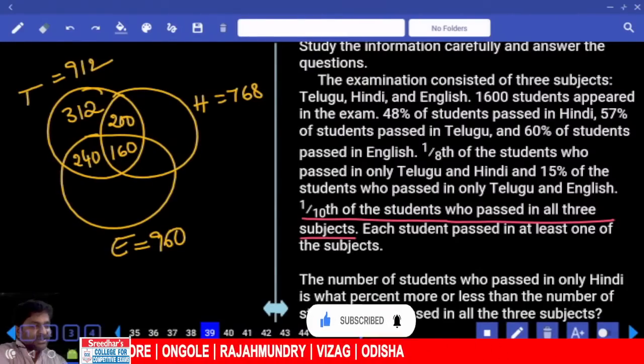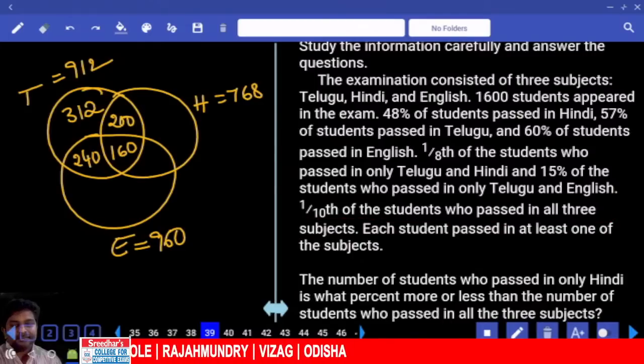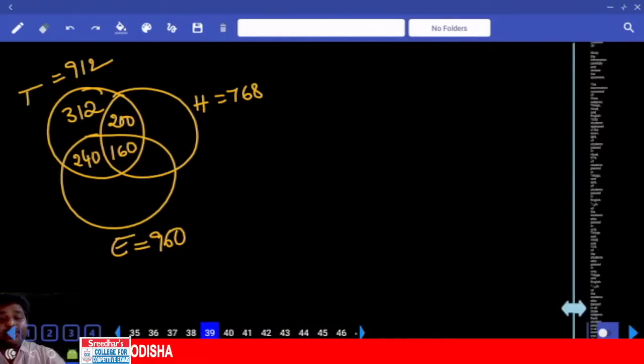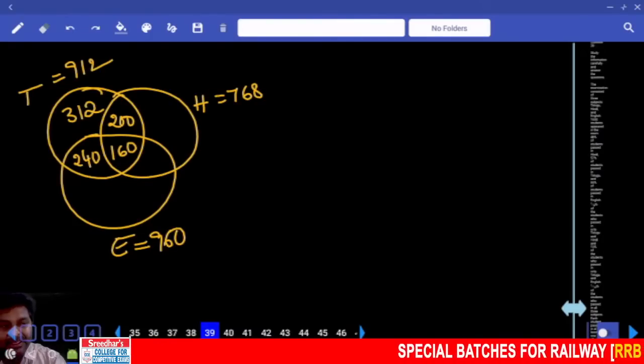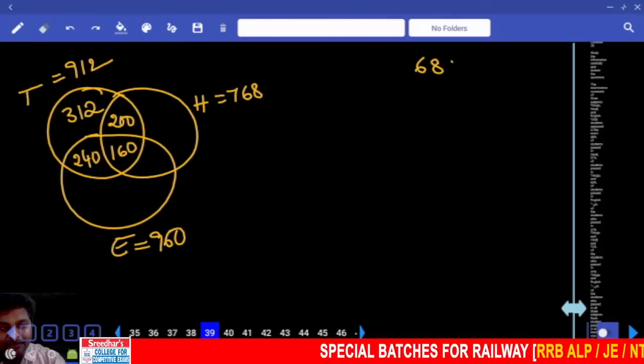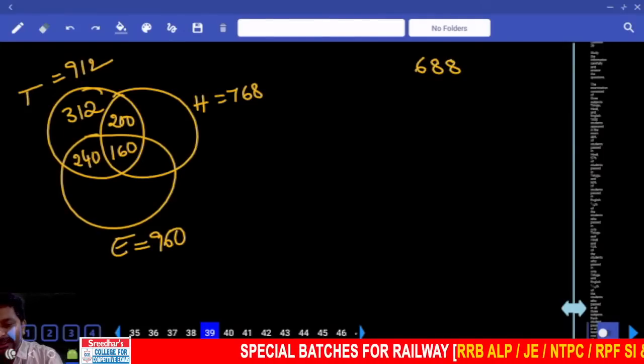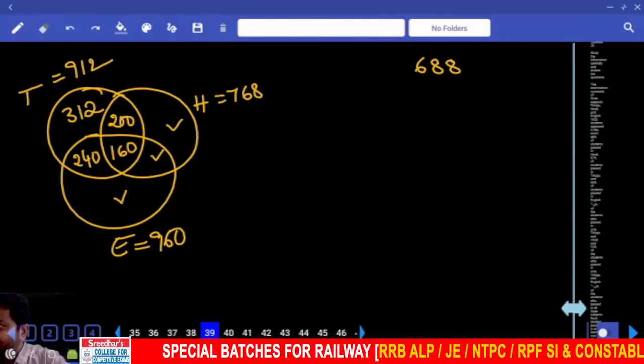Each student passed in at least one subject. Okay. Fine. Now, what is total value? Out of 1600, we already have 912 there. Remaining 688 should be there in 3 places together.